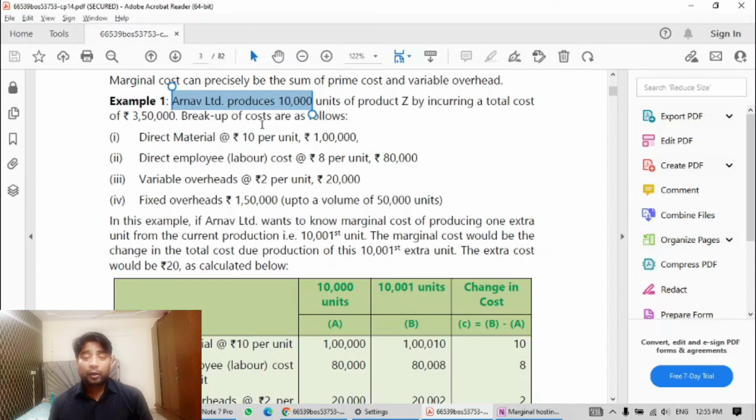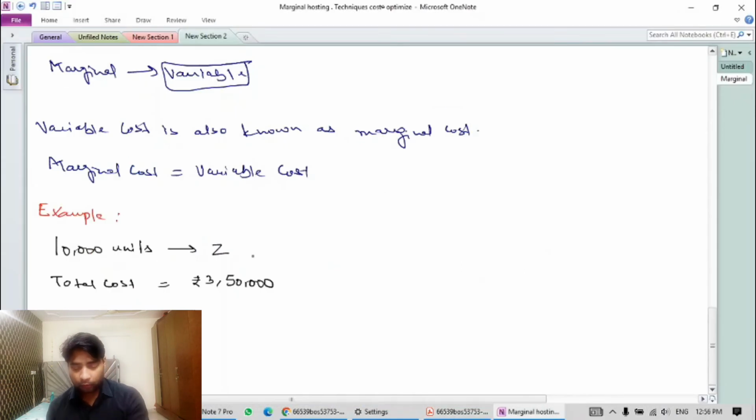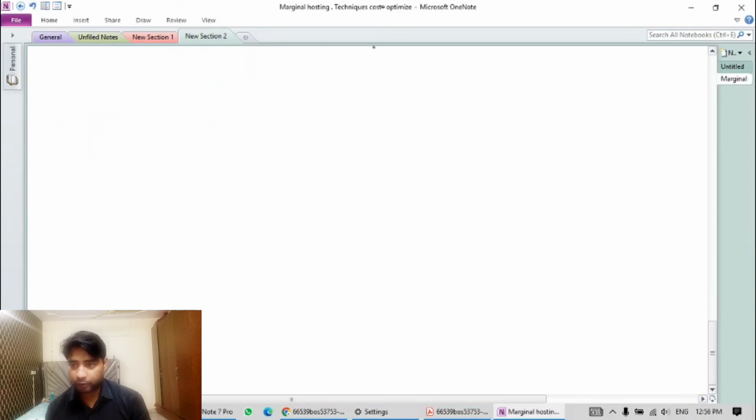The breakup of cost is as follows. We have been given the breakup of the rupees 3,50,000. It shows direct material rupees 10 per unit, direct employee, that means labor cost, and variable overheads. So what are variable overheads? We will study that. Fixed overheads are 1,50,000 up to a volume of 50,000. So we need to bifurcate the total cost. We have to find out the variable cost and the fixed cost.